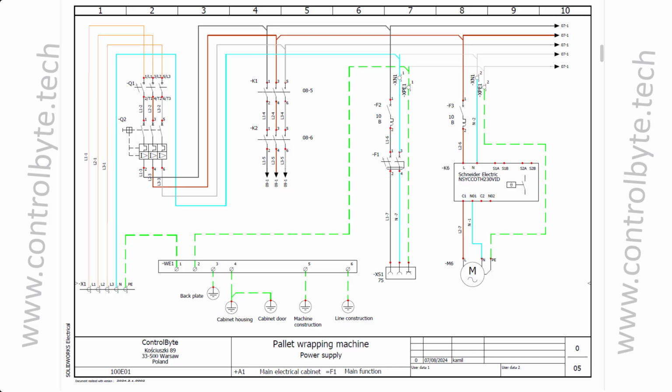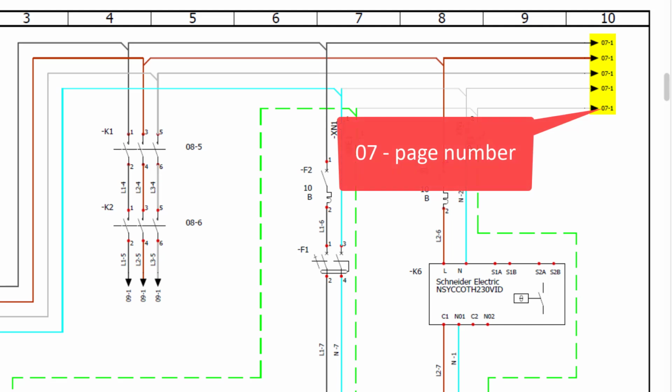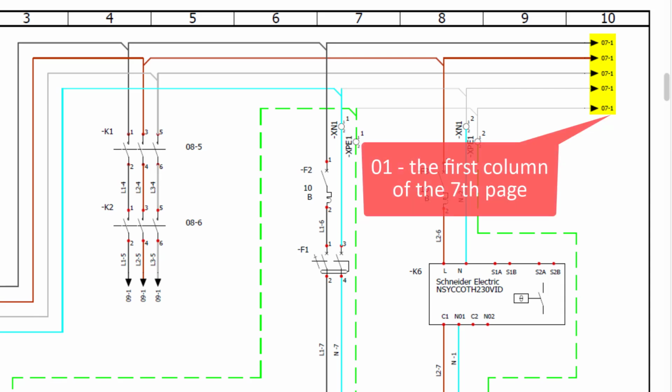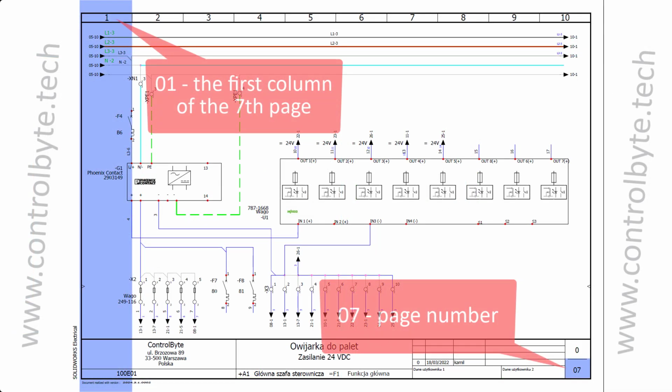For example, the main three-phase power is indicated by arrows and numbers at the top of the page. All of the arrows have the number 07-1 just beside them, indicating the connection to other pages. The number 07 directs us to page 7, while the 1 indicates the first column on that page. And there it is. Our power source is located on page number 7 as indicated in the schematic.